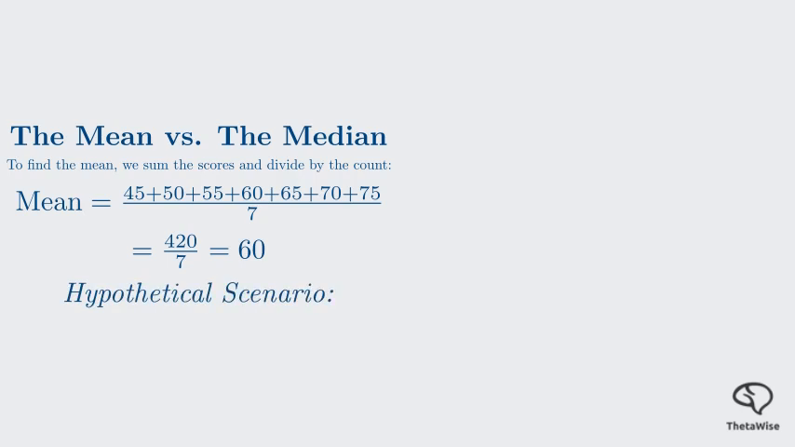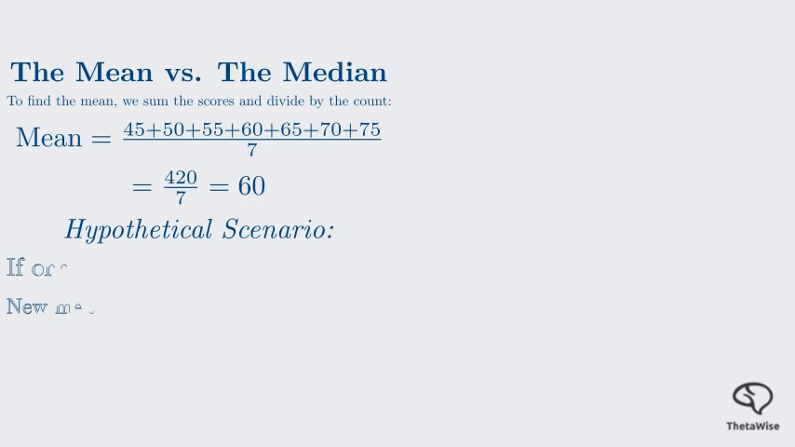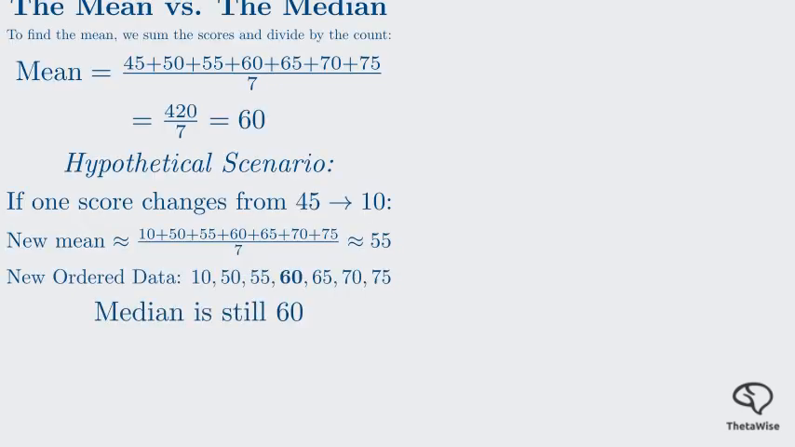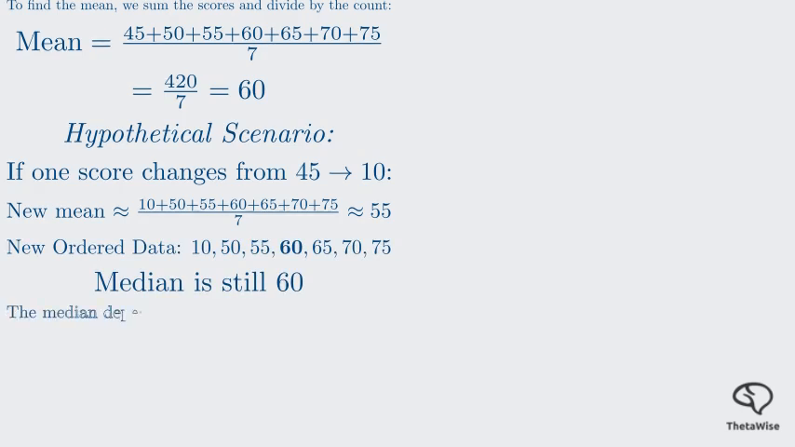But imagine if one student had a very extreme score. Suppose one student scores 10 instead of 45. The new mean would be 10 plus 50 plus 55 plus 60 plus 65 plus 75, all divided by 7, which is approximately 55. Notice how the mean dropped significantly because of one low score. However, look at the median. With the new ordered data, 10, 50, 55, 60, 65, 70, 75. The middle value is still 60. The median stays at 60. This is because the median is based on the position of the values, not their magnitude.